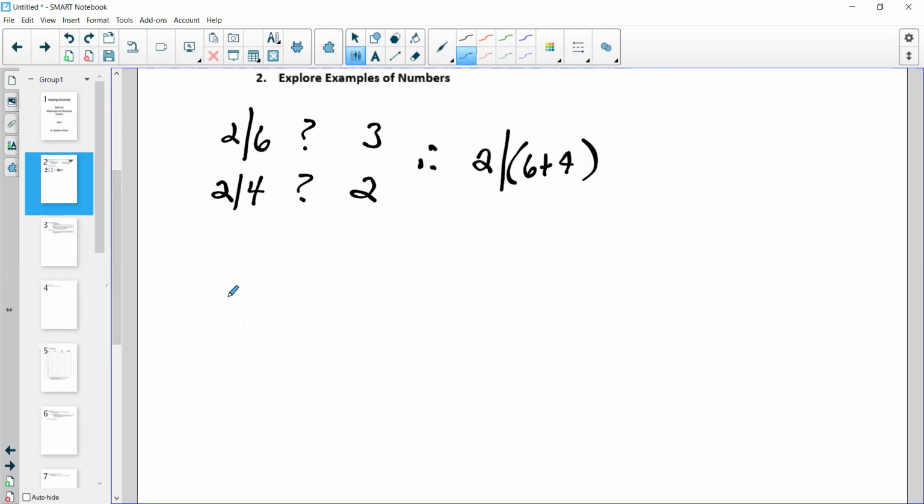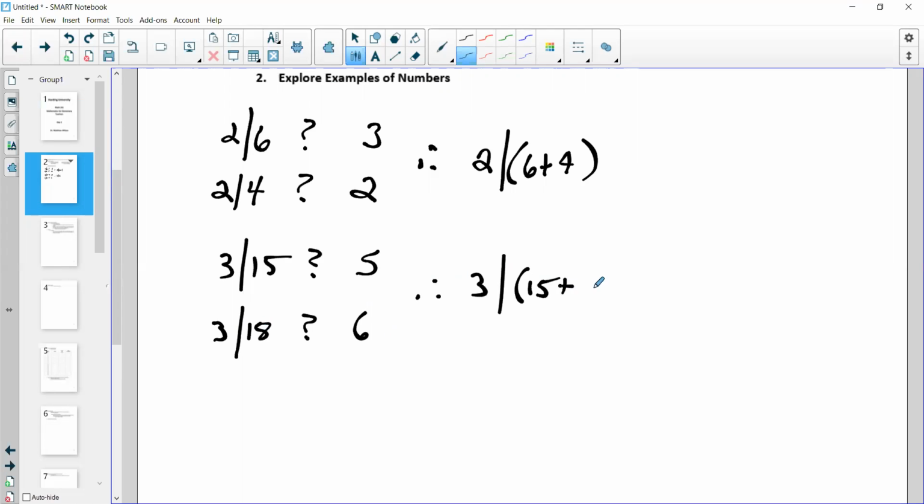So let's look at another example. Will 3 divide 15? Will 3 divide 18? 3 divides 15, yes, the result is 5. 3 divides 18, yes, the result is 6. So therefore, 3 will divide 15 plus 18. And we think about it, what is 15 plus 18? Well, that's 33. Will 3 divide 33? Yes, it's 11 times. Notice what your factors 5 and 6 will sum to be. It'll sum to be 11.